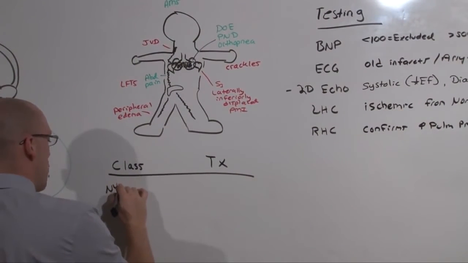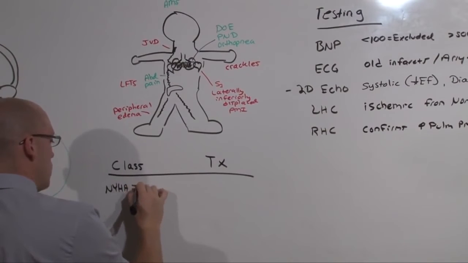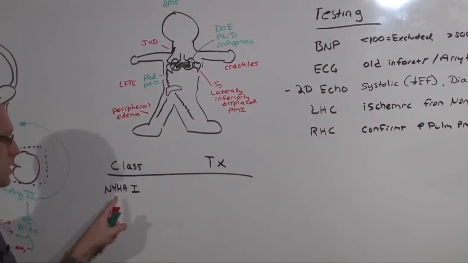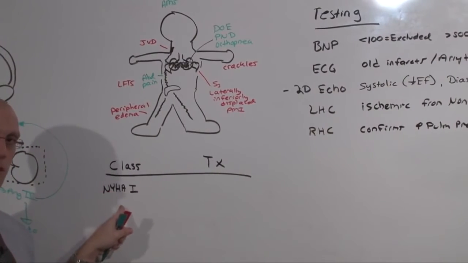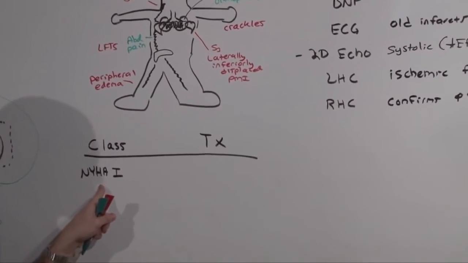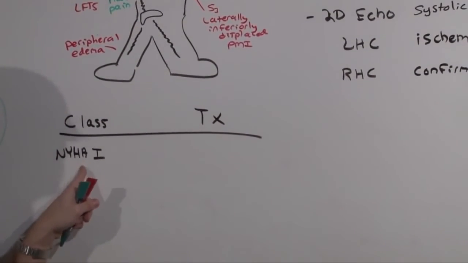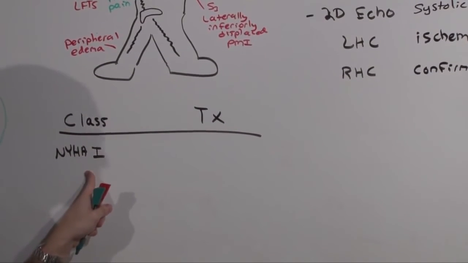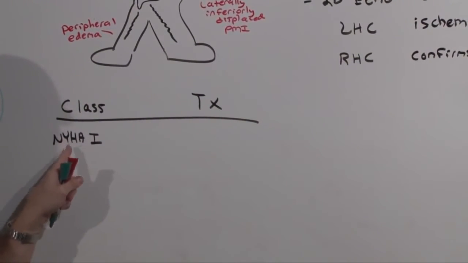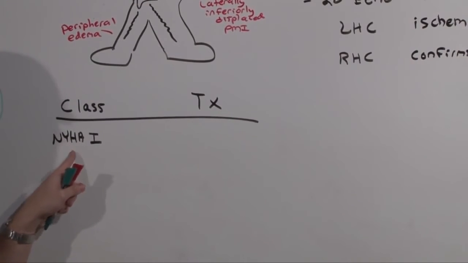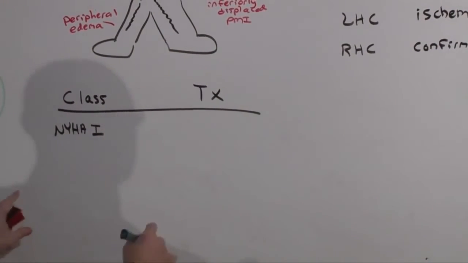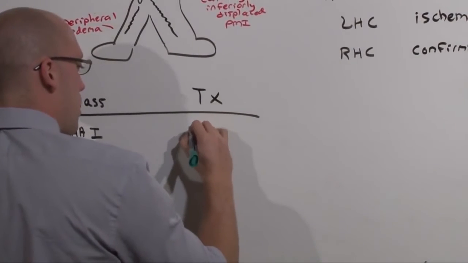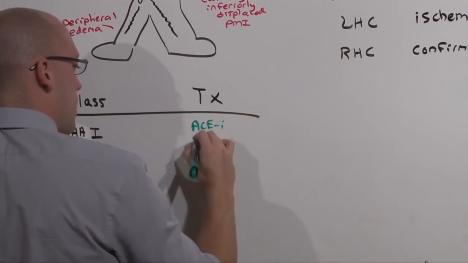New York Heart Association Class 1 is a person who essentially doesn't have symptoms. This person has limitless walking capacity, does not have dyspnea on exertion, and is the person you question, did they ever have heart failure in the first place? Someone who's this well maintained doesn't need a lot of therapy. They need only an ACE inhibitor and a beta blocker.